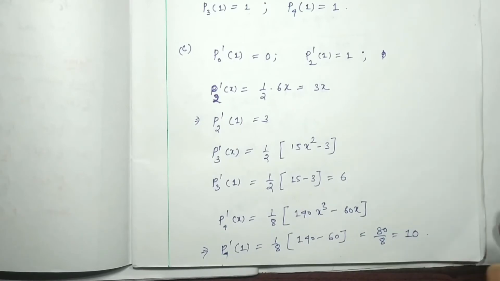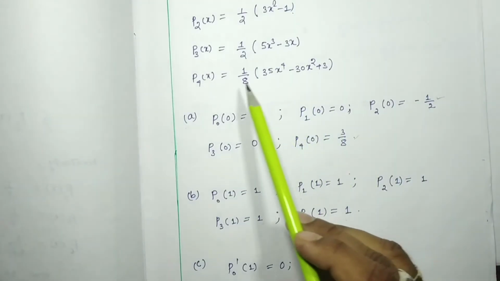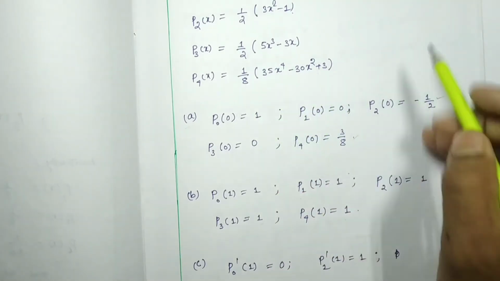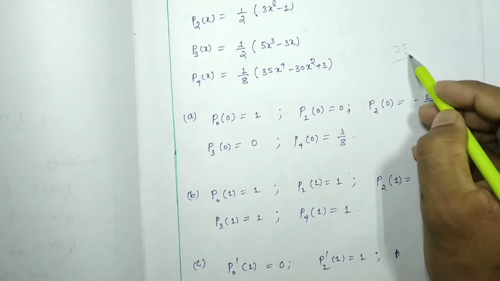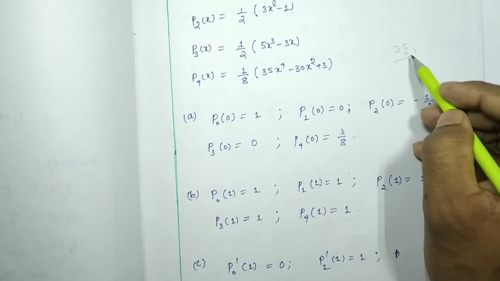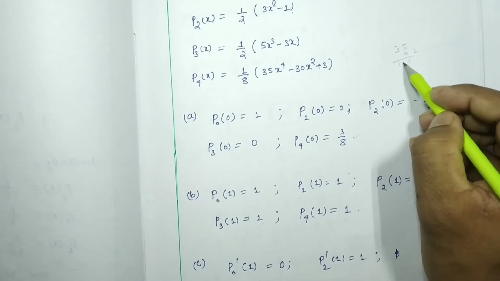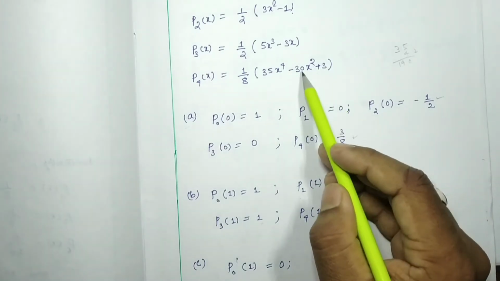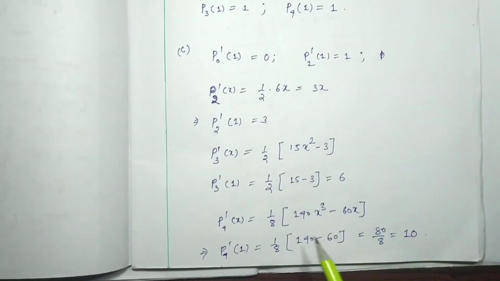Similarly, we have to consider the first derivative of P4x. P4x means, here you can see 1 by 8, 35 into 4. 35 into 4, how much? 4 into 3 is 12, 12 to 140. So it will be 140x cube. Similarly, this will be 60x. So 140x cube minus 60x is the first derivative of P4x. Now P4 dash 1 will be equal to 1 by 8 into 140 minus 60, which will be equal to 10.